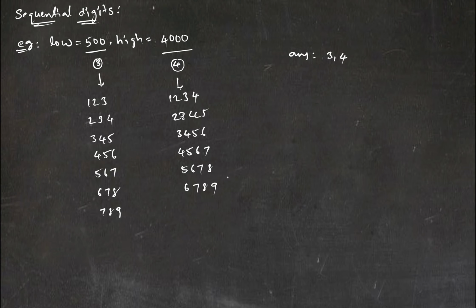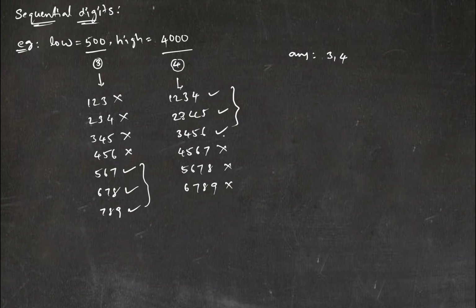Out of all these, I just need to take the numbers which lie between these two numbers. So this is not falling in between, this is not, this is not, this is not. This is a valid one, this is valid, this is valid, this is valid, this is valid, this is valid, and all these are not valid. So I can just return these three as well as these three numbers. The problem expects me to return all these numbers in ascending order.